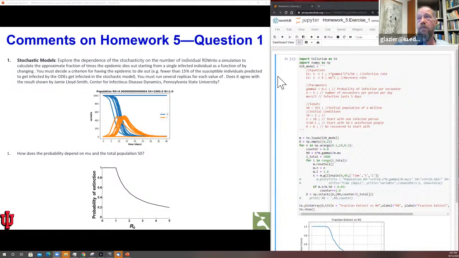So the first homework problem was we compared the stochastic model to the ODE model. And there was this plot from this paper from Penn State, which looked at the probability of extinction of the epidemic if you started from a single infected individual as a function of R0. That's the basic reproductive rate. And when we ran the simulation using the Gillespie algorithm, whether the Gillespie algorithm was the right one to use or not, I don't know.